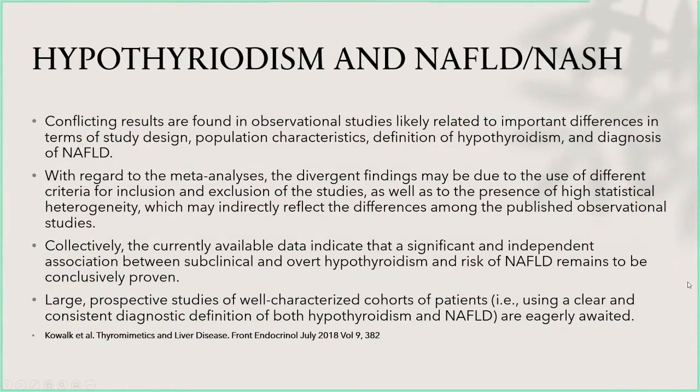Regarding hypothyroidism and NAFLD or NASH, there are conflicting results, and most of them obviously are observational studies. With meta-analysis, there have been divergent findings. This may be due to the criteria that have been used. Collectively, what we can say is that a significant and independent association between subclinical and overt hypothyroidism and the risk of NAFLD needs to be conclusively proven. There is some indication that there is probably a higher rate of NAFLD. Again, because people who are overtly hypothyroid tend to be overweight or obese, it would not be surprising that they may have more hepatic fat.